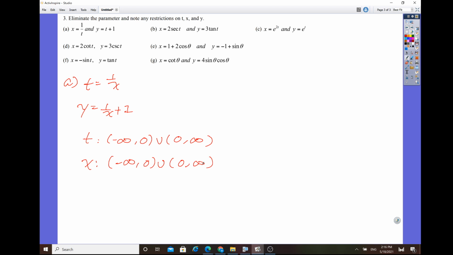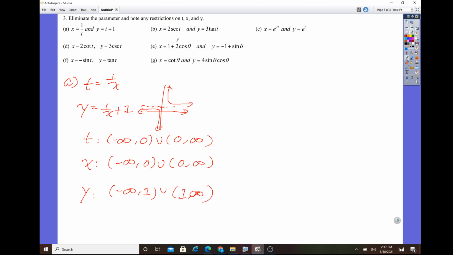And also for y, y basically shows the horizontal asymptote. Just like making a graph like this. So 1 unit up. That means the horizontal asymptote cannot be 1. So it's going this way, going this way. We try to make the graph roughly. So y would be negative infinity to 1, union 1 to infinity. So it's all about the analytic of the functions, going back to the transformation.